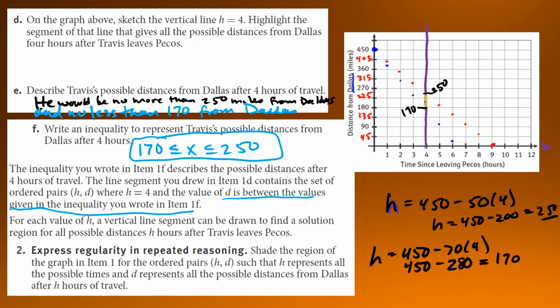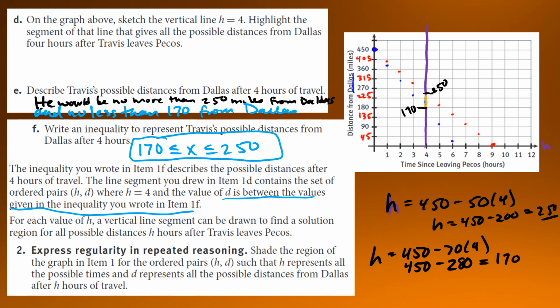For each value of h, a vertical line segment can be drawn to find a solution region for all possible distances h hours after Travis leaves. Since he could be going any speed between 50 and 70 miles an hour, right? And he might change, so it might not be the exact same speed the whole time. So there's lots of distances he could be after a certain time, but they'd always be between the paths of the 50 mile an hour trip and the 70 mile an hour trip.